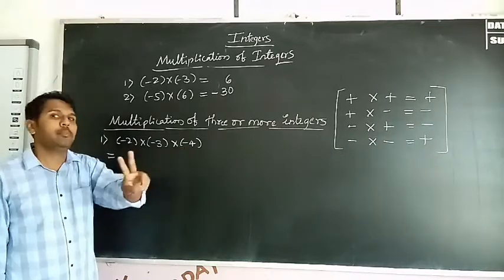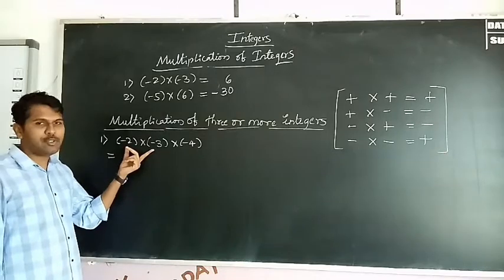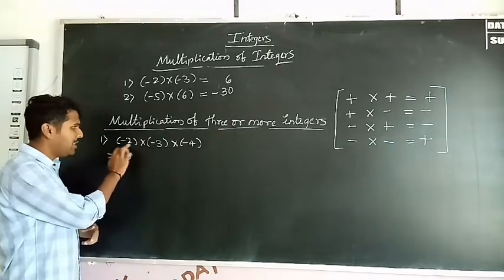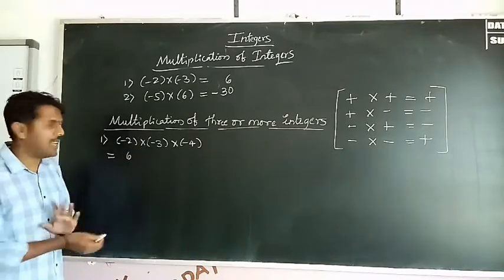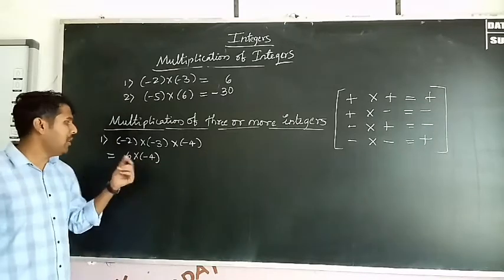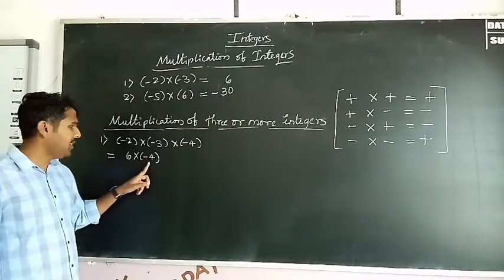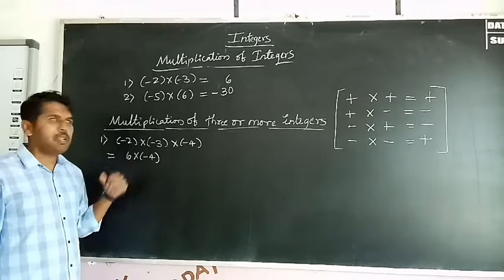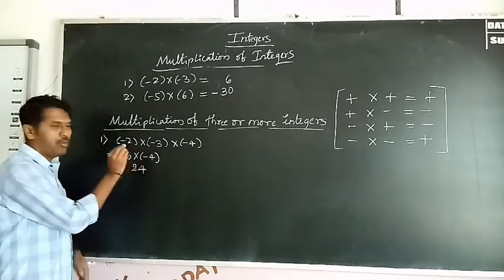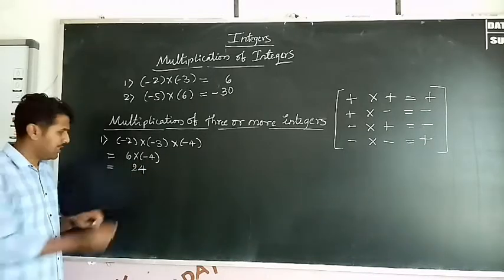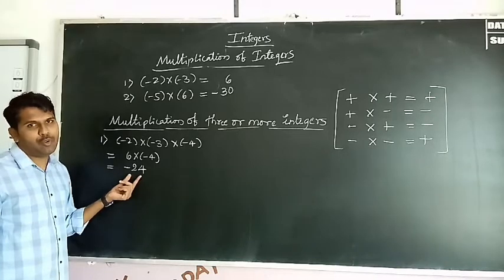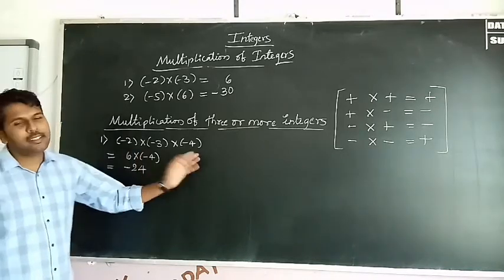Take any 2 numbers first. I have taken these 2 numbers. Multiply 2 into 3, 6. Minus into minus, plus. So plus 6 into minus 4. Now again multiply the numbers: 6 into 4 is 24, and plus into minus is minus. So the final answer is minus 24. This is the way of multiplying 3 integers.